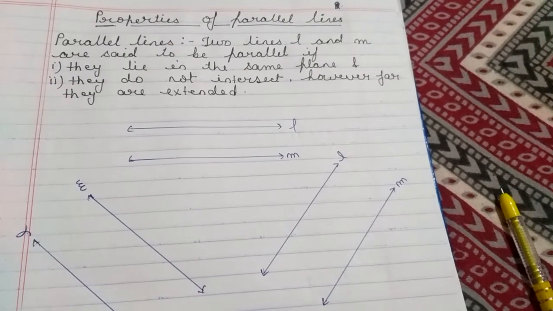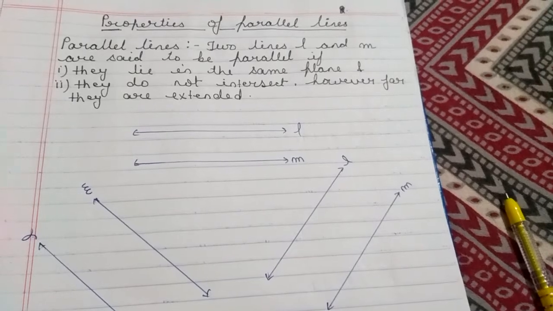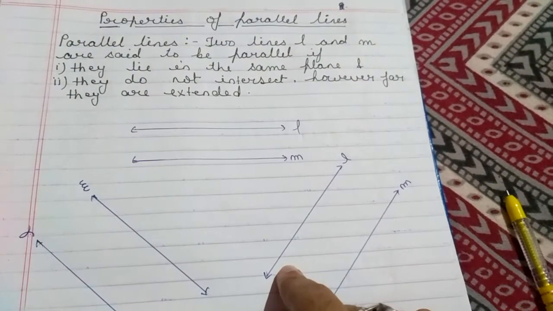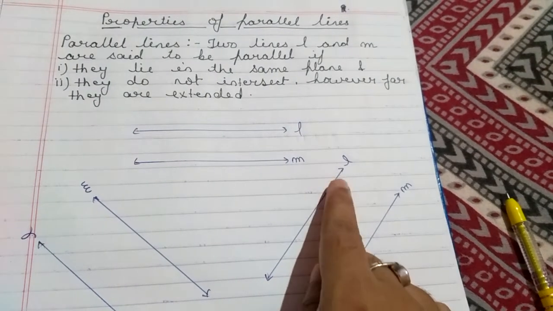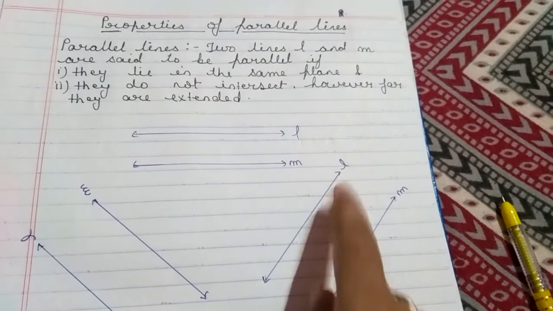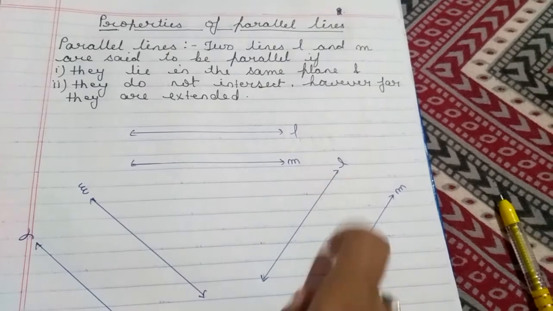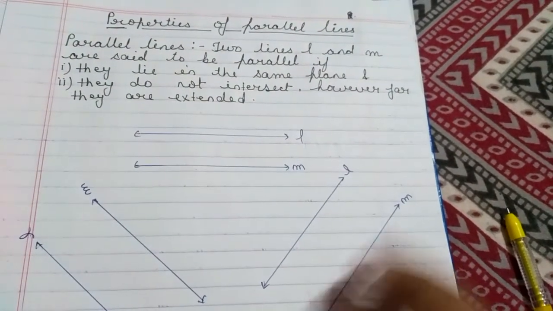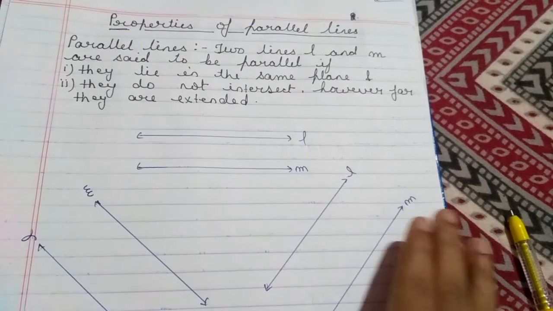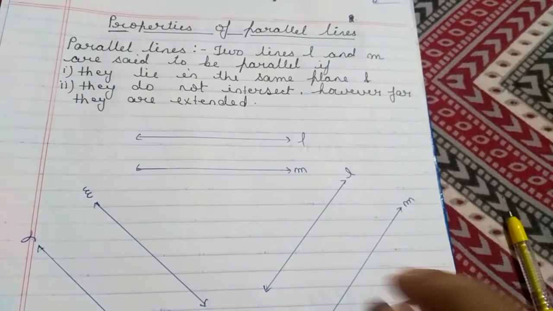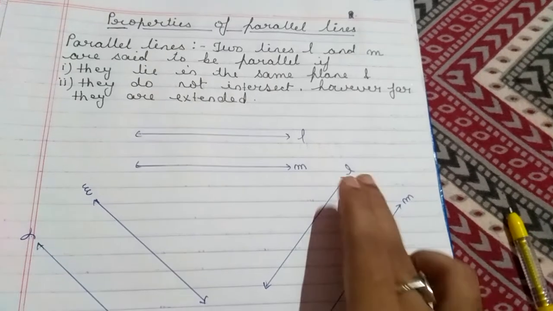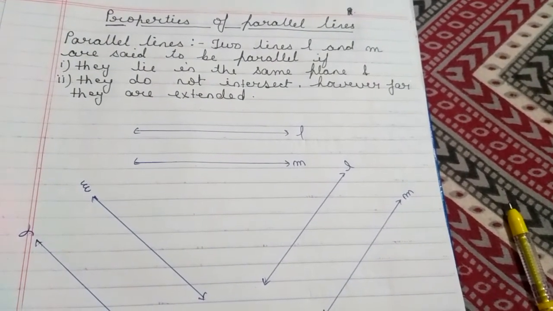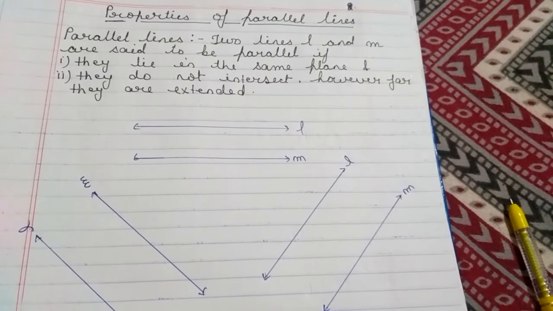So first, in previous classes you know about lines. Lines means a geometrical figure which is extended on both sides. This arrow represents that the line extends indefinitely on both sides. And this one is denoted by an alphabetical small letter. So, what are the properties of parallel lines?